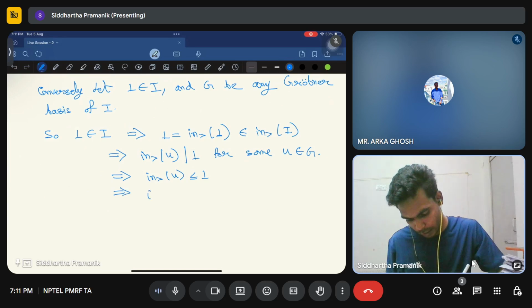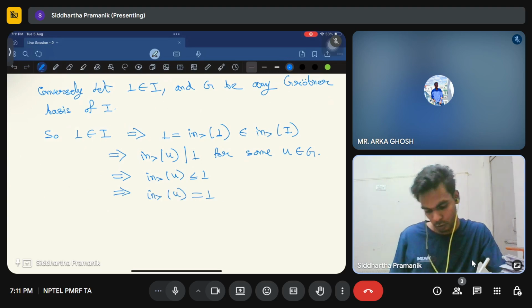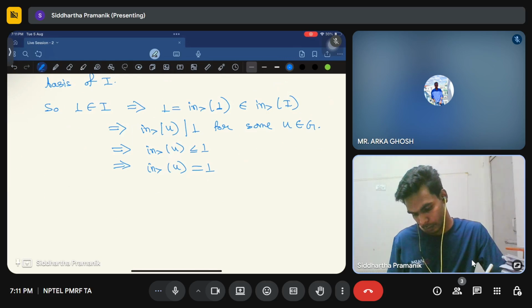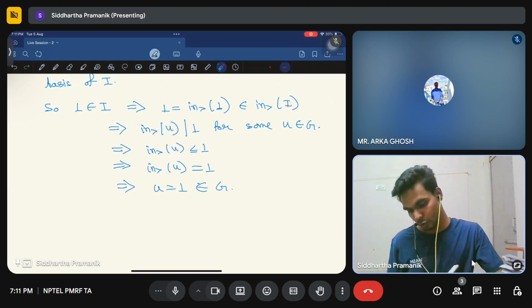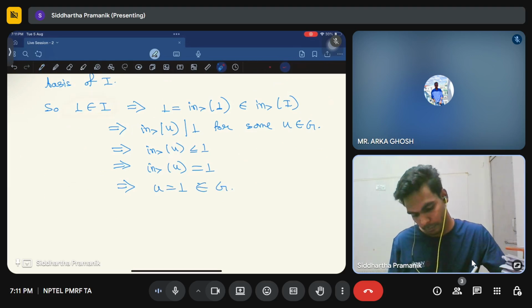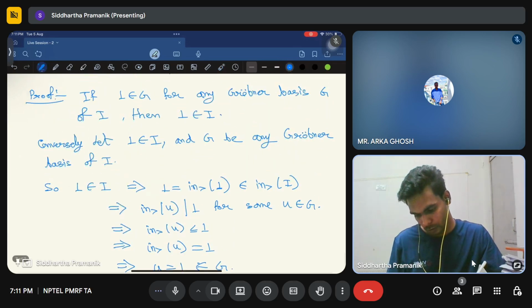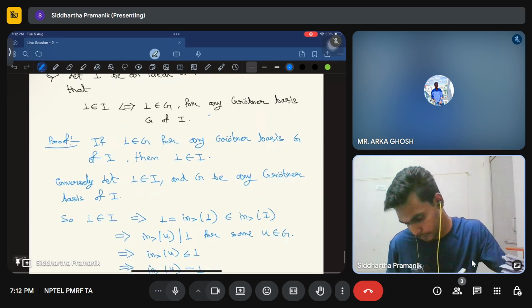So that will imply what we have proved in the beginning. This implies the initial term of U has to be 1. And the initial term of U being 1 definitely implies U has to be 1, and it is in the Gröbner basis G. So if 1 is in I, that will imply 1 belongs to any Gröbner basis G. So this is a very easy fact, but sometimes it is very useful.